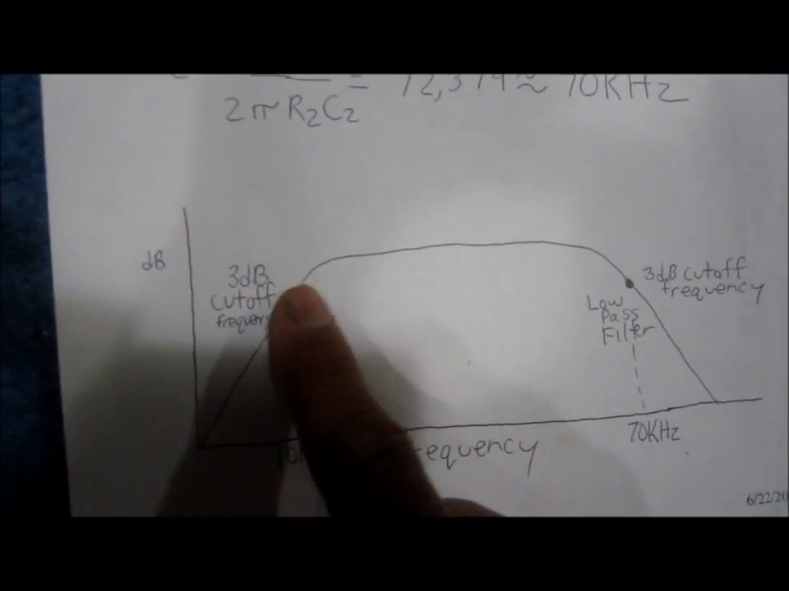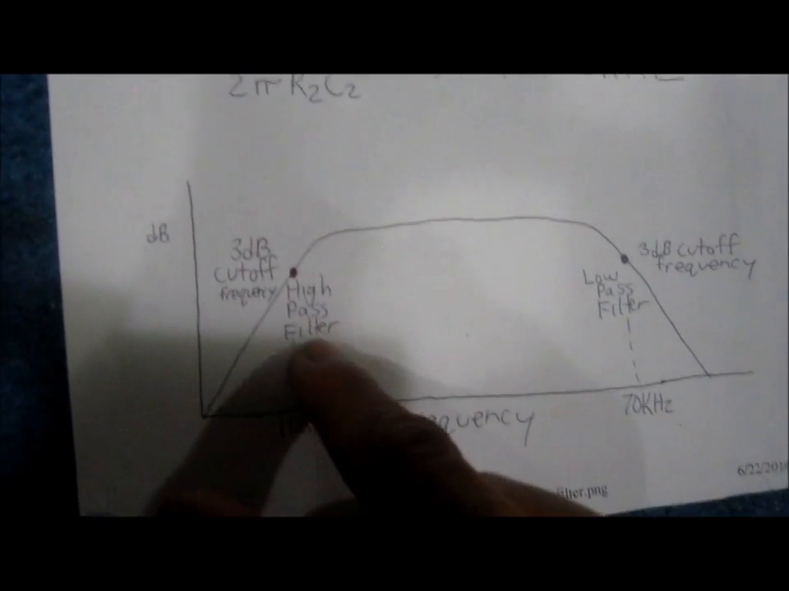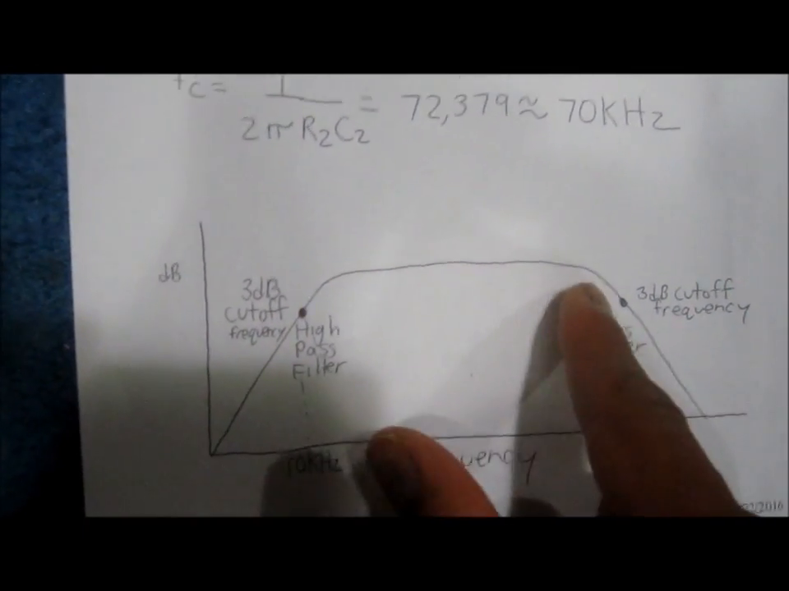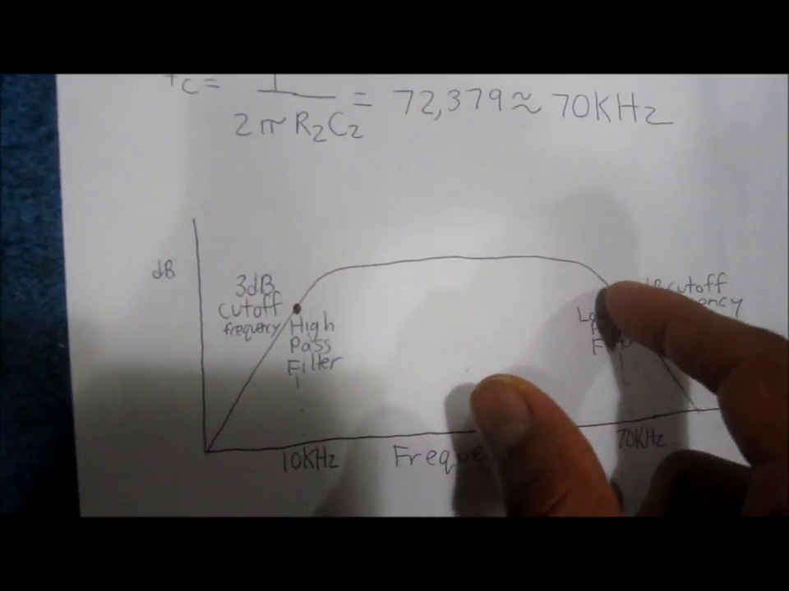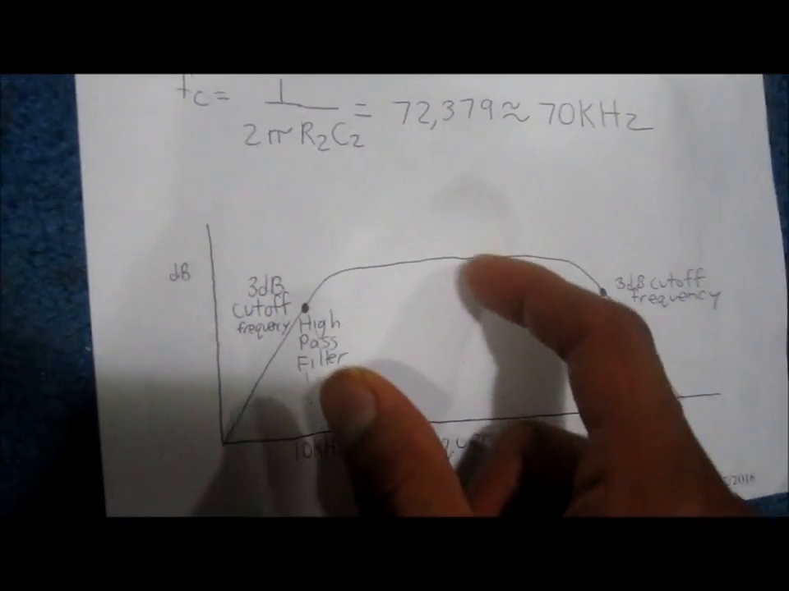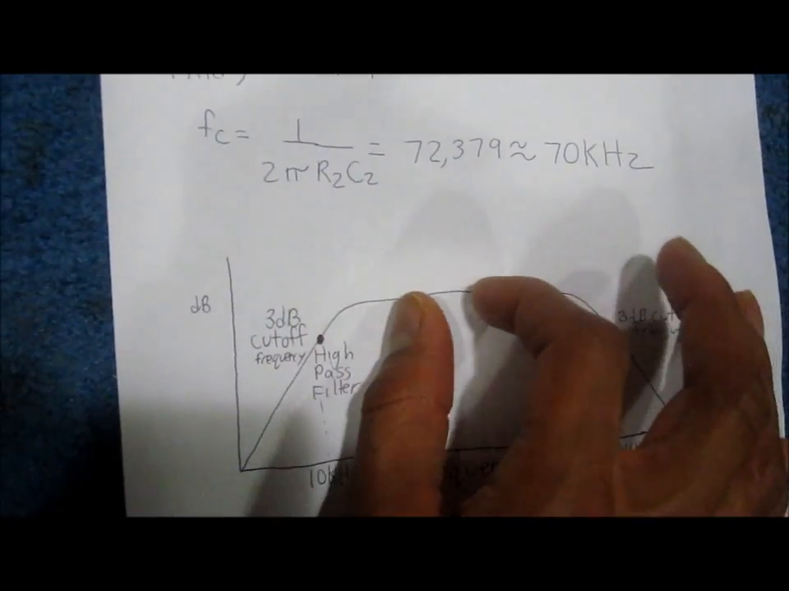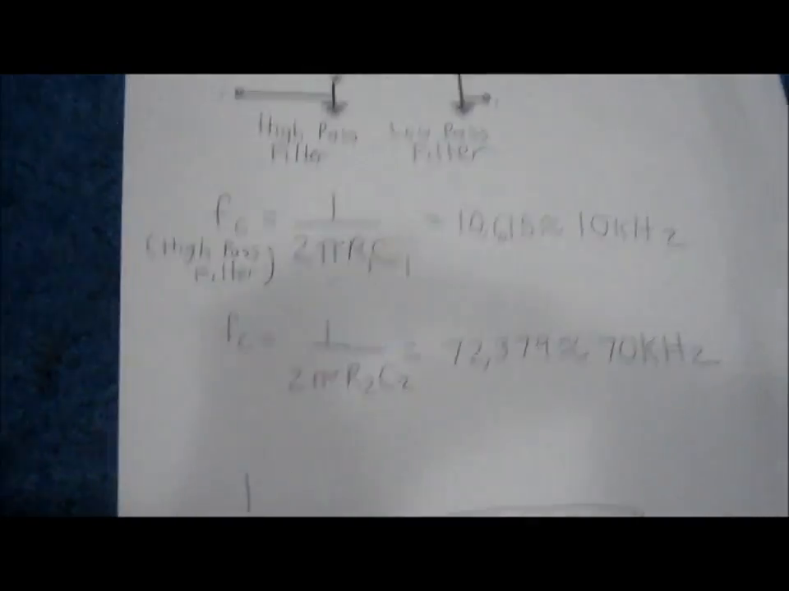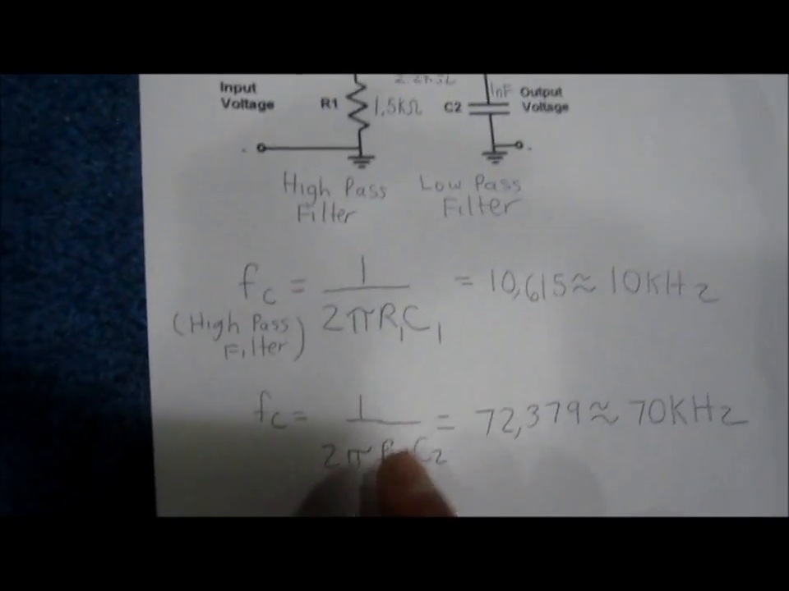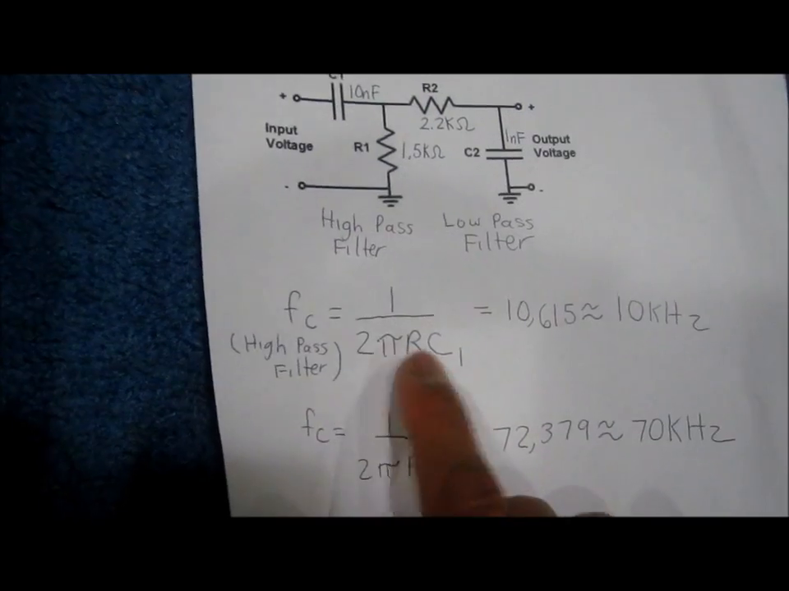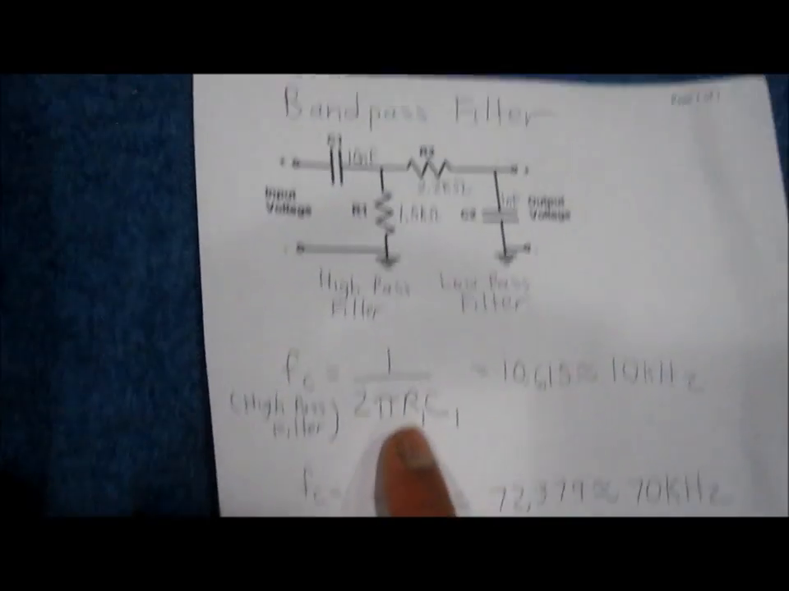So the high pass filter passes through all frequencies above 10 kHz, while the low pass filter passes through all frequencies below 70 kHz, and that's how you get that sandwich effect. And this creates the passband for the bandpass filter circuit. And how you calculate the cutoff points is through this formula. It's the same for both of them.